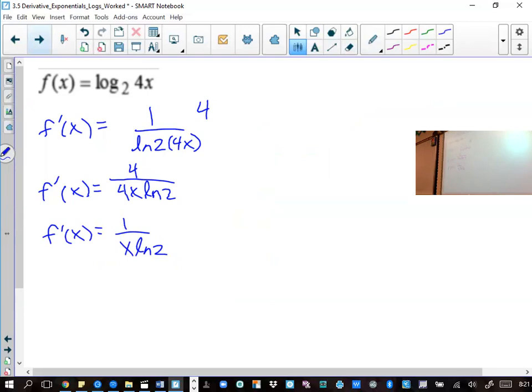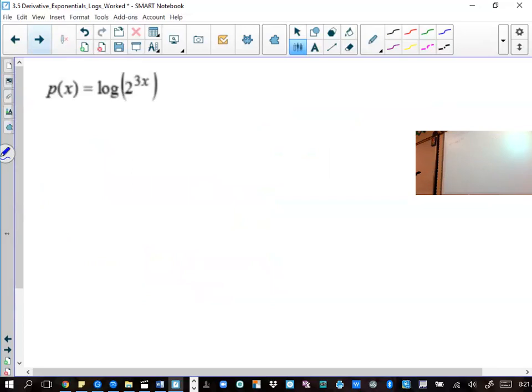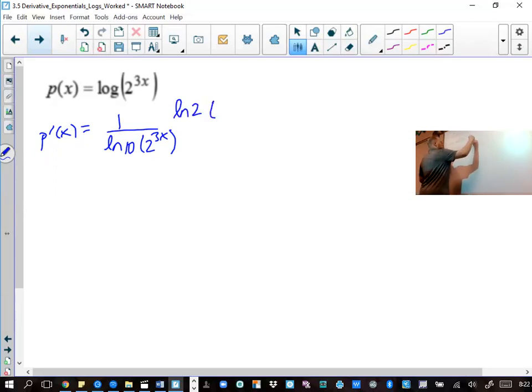Let's see if there's another one we could do here. This time we have a mixture of the logs and the exponentials. So for this one, p prime of x is equal to 1 over the natural log of 10, times the derivative of the inner, which is 3. We have to take the derivative of this guy here. So this will be the natural log of 2 times 2 to the 3x times the derivative of that inner, which is 3.